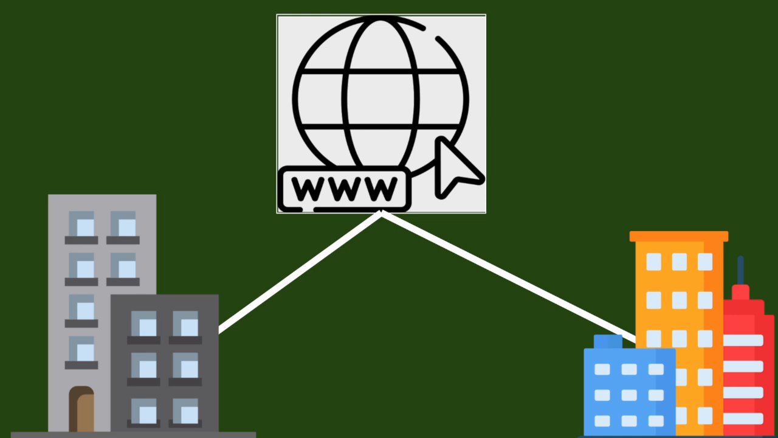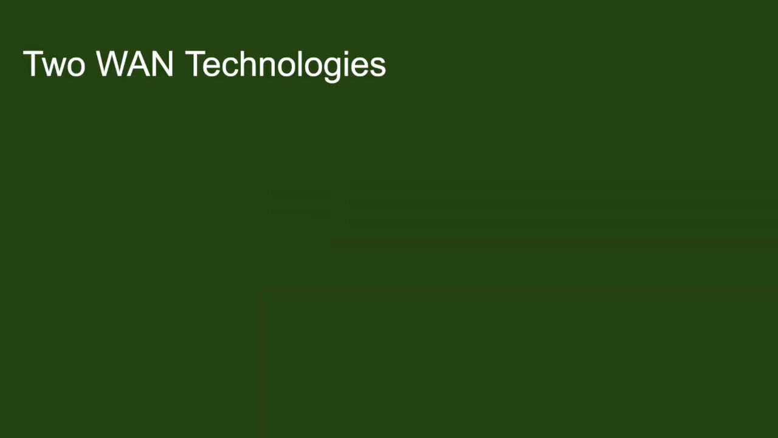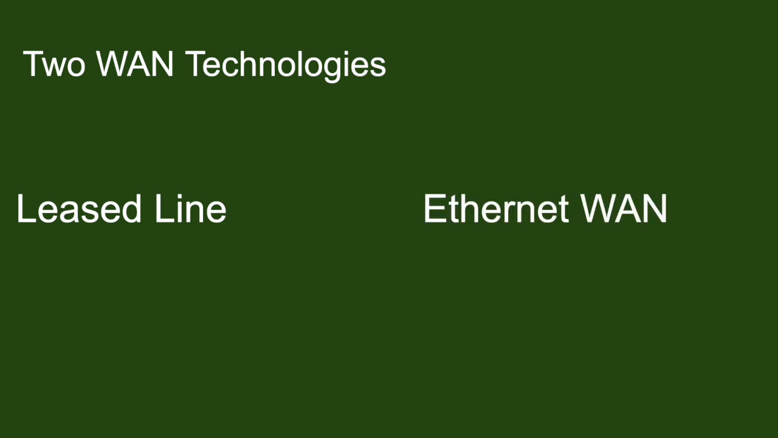So like one building is in, say, San Jose, and one building is in US, and let's say another building is in India. How do we make sure that these devices, which are geographically in different places, communicate? So that is where the need for WAN routing comes in. There are two WAN technologies majorly: one is Leased Line and another is Ethernet WAN.